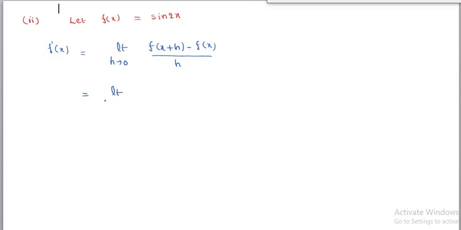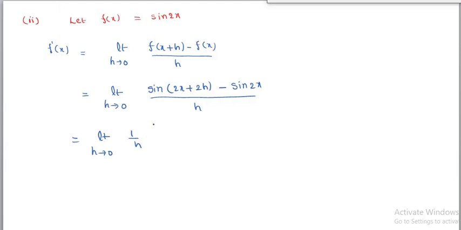Limit h tends to 0, [f(x+h) - f(x)]/h, which is [sin(2x+2h) - sin 2x]/h. Limit h tends to 0, 1/h is common. The numerator we write using the sin C minus sin D formula.